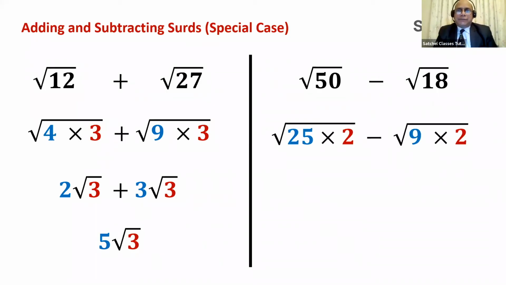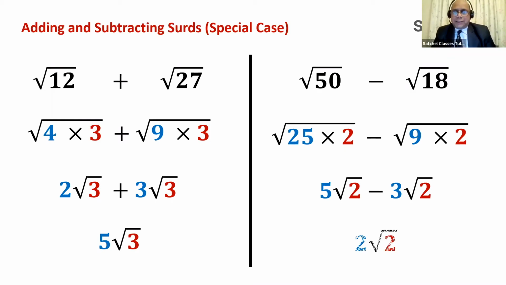Square root of 25 is 5. So root 50 can be written as 5 root 2, and square root of 9 is 3, right? So square root of 18 can be written as 3 root 2. Now, as you can see, both of them ended up having the same root part. So 5 root 2 minus 3 root 2, you subtract the number part, 5 minus 3 is 2, and you write the root 2 as it is. So your final answer is 2 root 2, right?